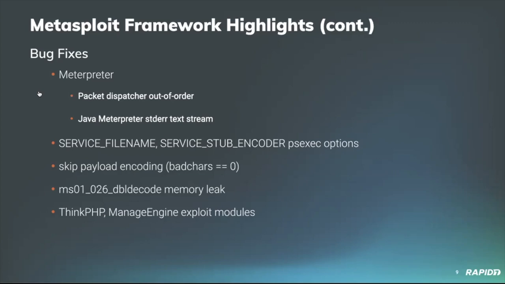Community contributor C. Noton fixed the regression of the service file name and service stub encoder options in the TS exec code, ensuring both options are not ignored. That's good. And our own Adam Kamek updated the framework's default payload encoding logic to no longer encode payloads if those payloads do not contain any bad chars.